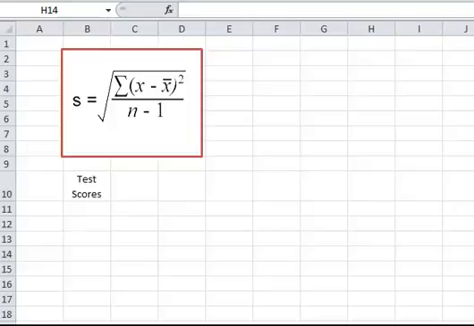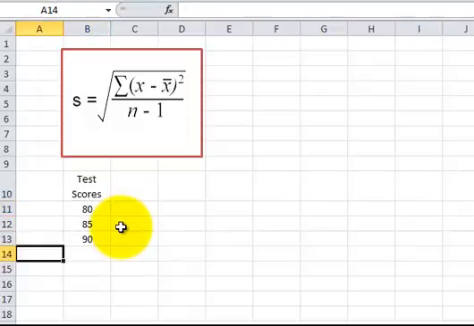Hi, I'm going to walk you through one of the key measures of dispersion in statistics called the standard deviation. And here's this very intimidating formula for what standard deviation is. But let's walk through it, and I think we'll find it's not nearly as intimidating as it looks.